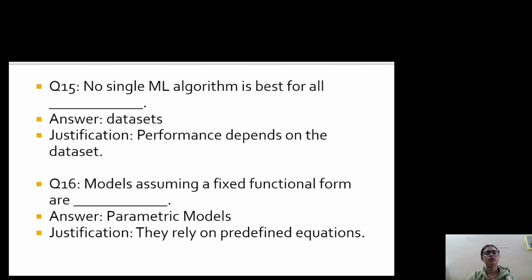Next, models assuming a fixed functional form are called dash. So they are called parametric models. These models assume a specific shape like linear or polynomial, and they are faster but less flexible compared to non-parametric models.